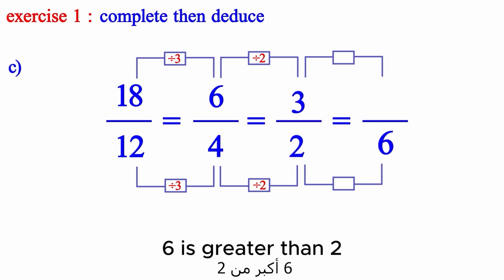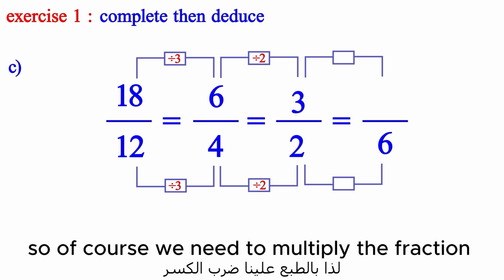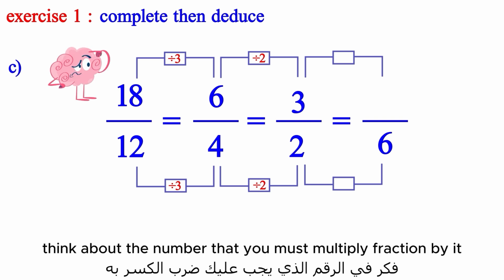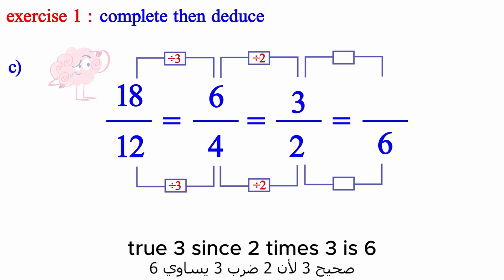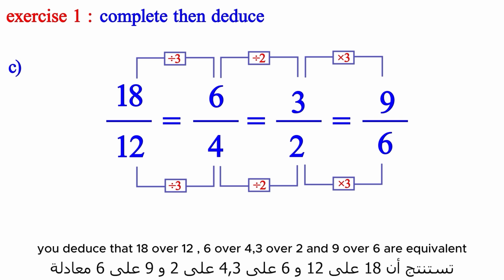6 is greater than 2. You notice that the denominator becomes larger, so of course we need to multiply the fraction. Think about the number that you must multiply the fraction by. True, 3, since 2 times 3 is 6. 3 times 3 is 9, so put here 9. You deduce that 18 over 12, 6 over 4, 3 over 2 and 9 over 6 are equivalent.